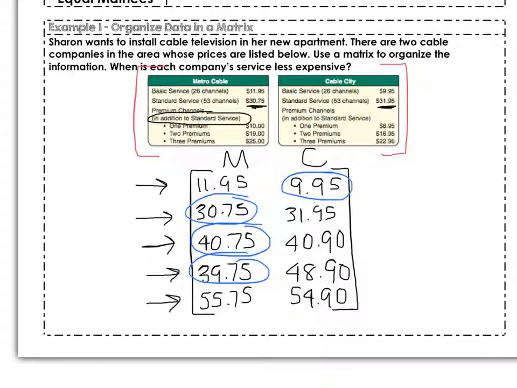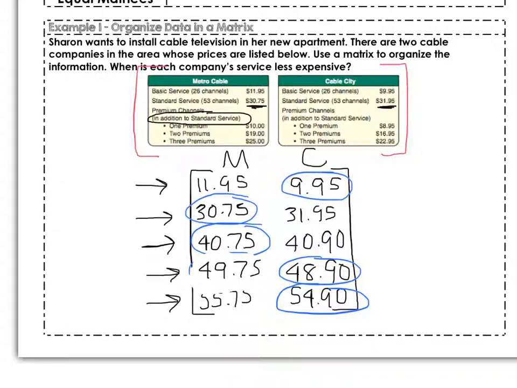Although, I didn't catch my mistake earlier. My metro cable, 19 plus 30.75, that's $49.75. Ooh, careful there. That would have totally changed my answer.